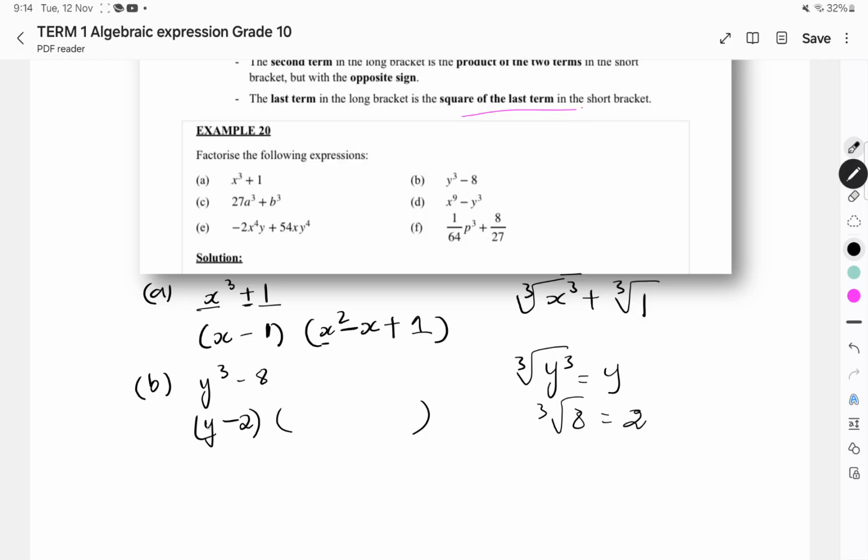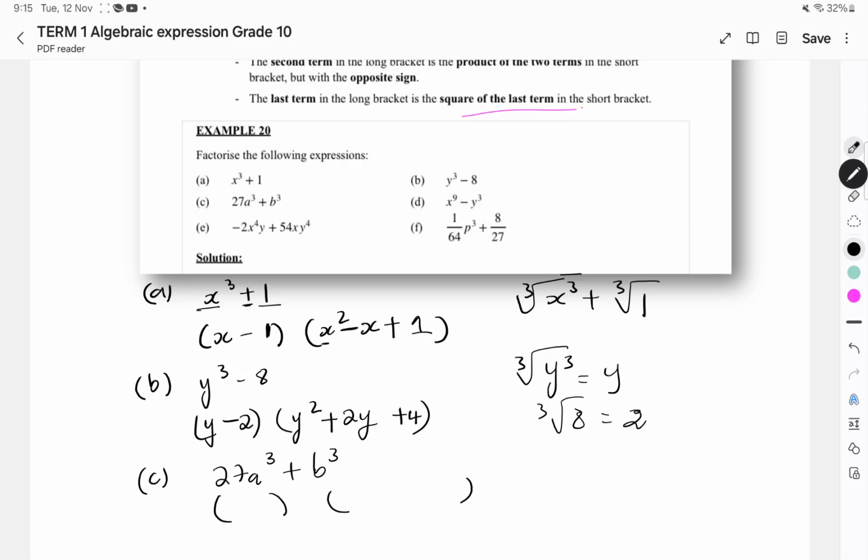Again, this one, you square the first one. This is y squared. You square 2, this will be 4. Right? Then the middle, remember this is always plus. The middle, you multiply this. It's 2y. But then if it's minus, you're going to have plus. I'll be fine.